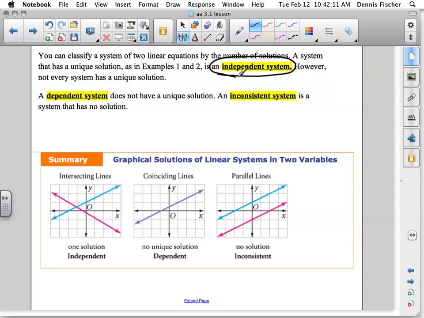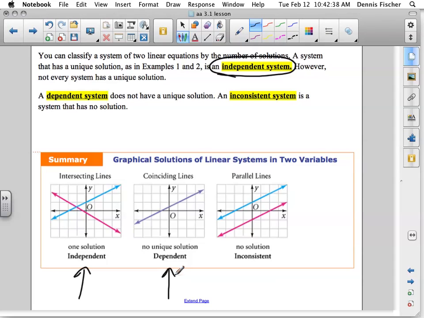So we got independent. Here, they cross at one spot. Now we have a dependent system, in the middle. A dependent system is one where both equations represent the same line. They put down no unique solution. I put down many solutions, because it's every point on the line.